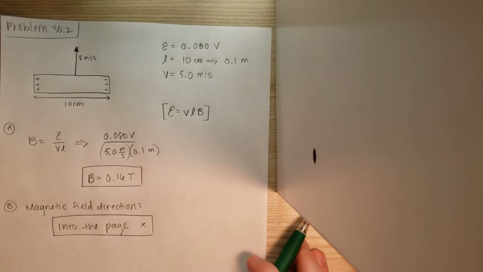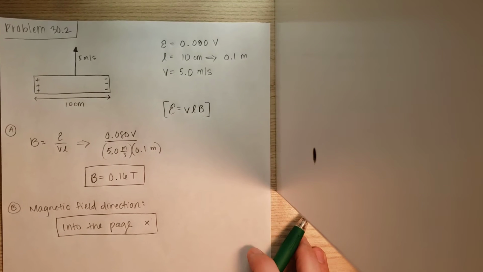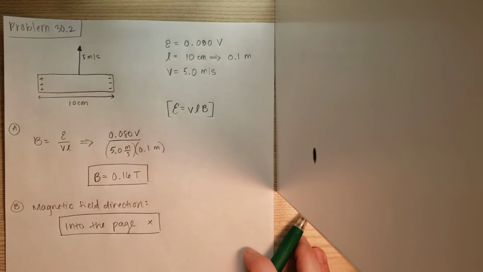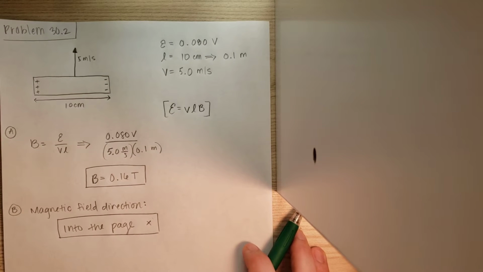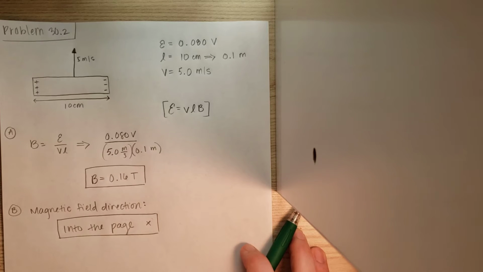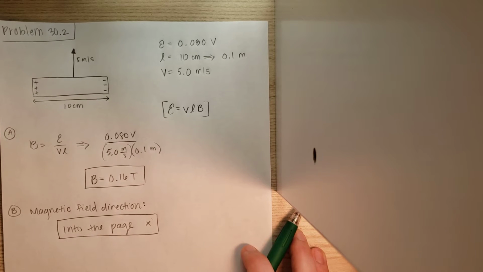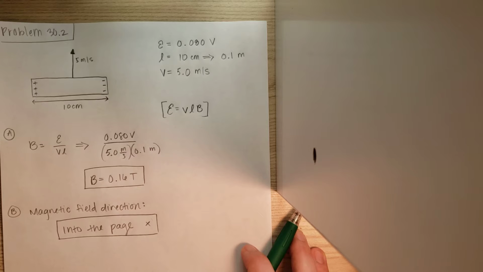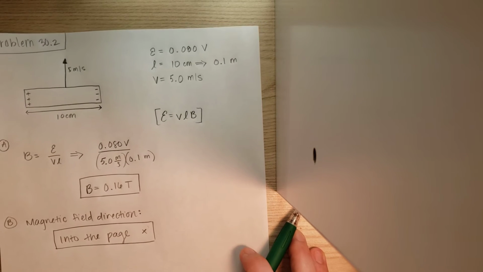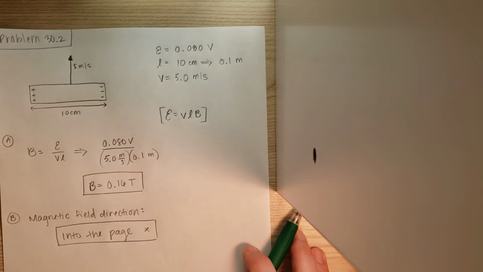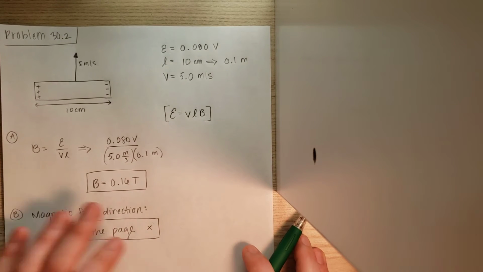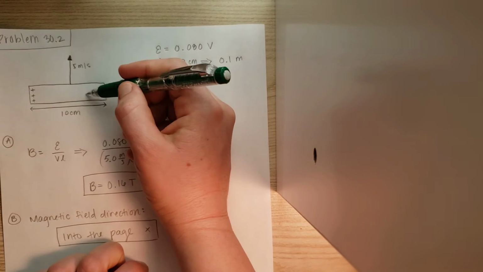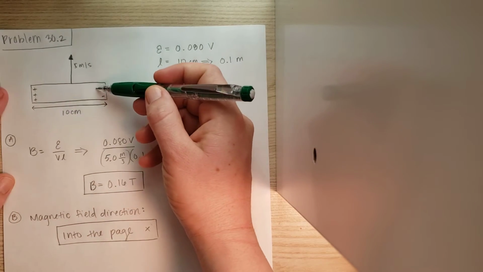Okay, this is practice problem 30.2 from homework 9, and it states a potential difference of 0.080 volts is developed across the 10 centimeter long wire as it moves through a magnetic field perpendicular to the plane of the figure. And for part A, they want us to figure out what is the strength of the magnetic field. So I've gone ahead and drawn out that figure given to us.